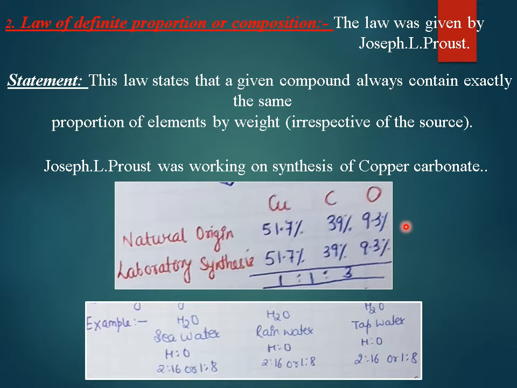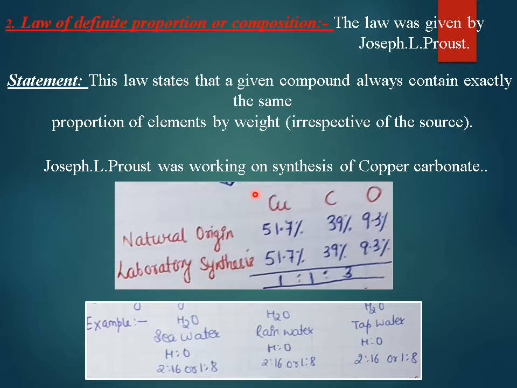So then he gave the statement, which is now the law of definite proportion: a given compound always contains exactly the same proportion of elements by weight, irrespective of the source. Irrespective of where you are getting that compound from, it does not matter. The compound is always going to contain the same proportion of elements by weight. Their masses would remain the same irrespective of the source.